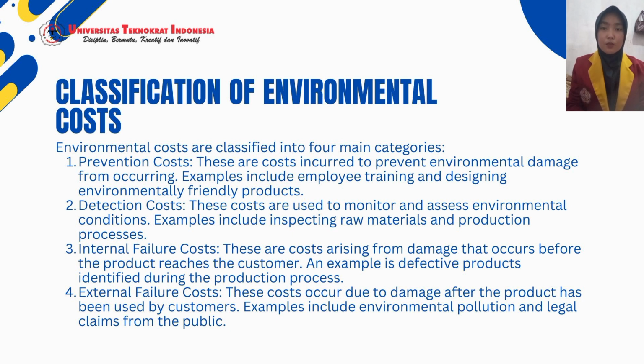Number 3. Internal failure costs. These are costs arising from damage that occurs before the product reaches the customer. An example is defective product identified during the production process. Number 4. External failure costs. These costs occur due to damage after the product has been used by customer. Examples include environmental pollution and legal claims from the public.